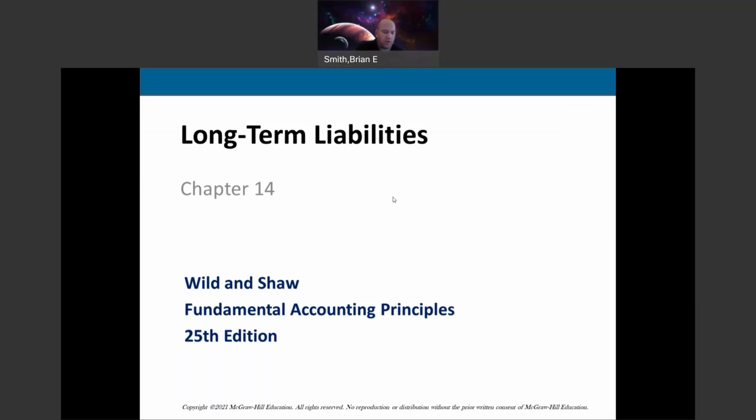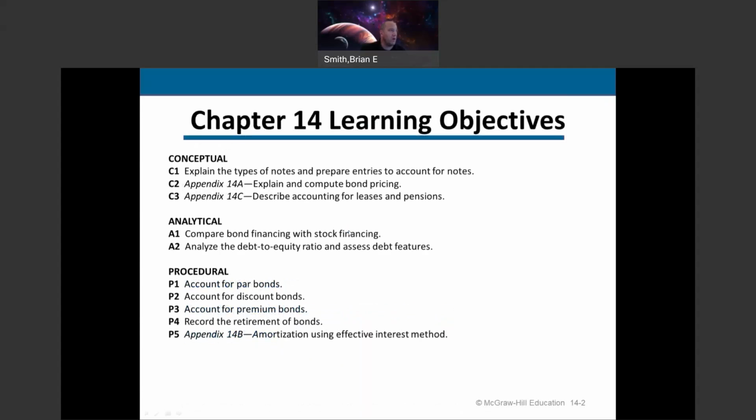So we talked in Chapter 13 about how companies can raise capital by issuing stock. There are advantages and disadvantages to using stock transactions to increase your equity or your capital that you need to fund large projects. However, there is also another option, and that is to issue long-term liabilities. So let's talk about bonds and notes.